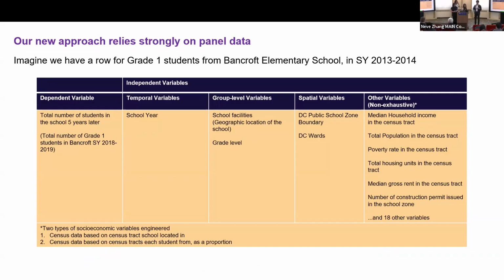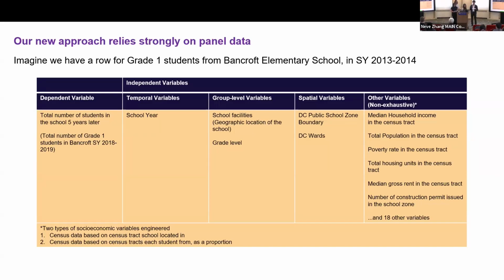Imagine that we have a row of grade 1 students from Bancroft Elementary School in school year 2013 to 2014. The dependent variable is the total number of grade 1 students in Bancroft in school year 2018 to 2019. For temporal variables, we take school year because we want our model to generalize across time. For group level variables, we look at school facilities, the geographic location of each school, and the grade level of students. We select geographic location because some schools have different locations based on our data. For spatial variables, we look at the DC public school zones boundary and the wards.